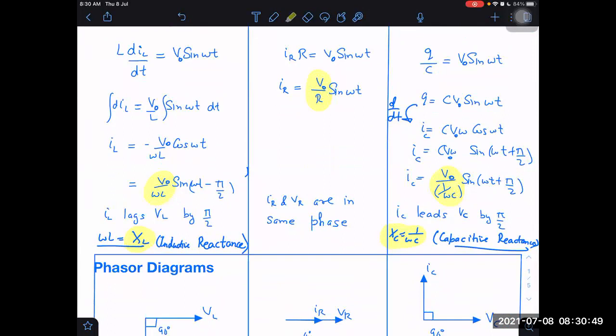So this is an important point to be remembered. Inductive reactance will limit the current with increase in omega, and capacitive reactance will increase the current with increase in omega. More frequency means more current through the capacitor circuit.